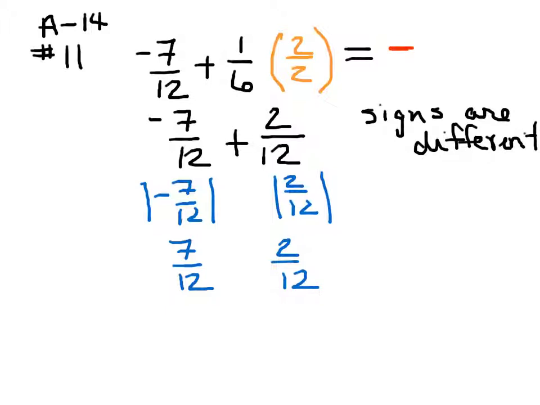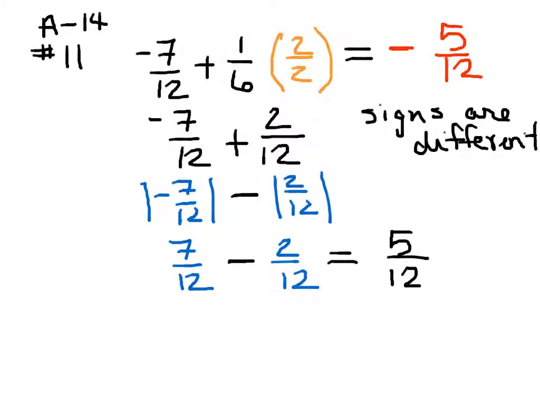And since the signs are different, since one's positive and one's negative, we know that we have to subtract these two. So 7/12 minus 2/12. I know my denominator's 12, and 7 minus 2 gives me 5. So I know my final answer is going to be negative 5/12, and I'm done.